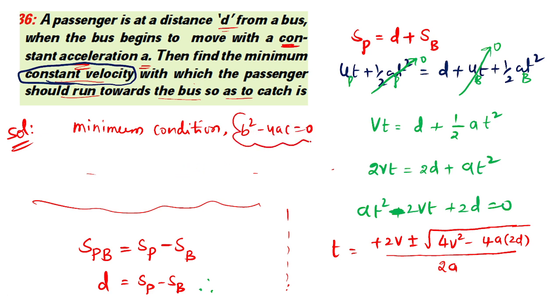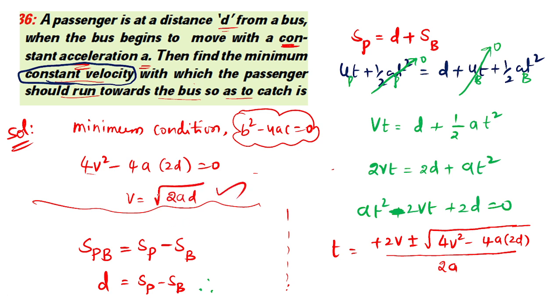Whatever is under this root should be equal to 0. So 4v square minus 4 into a into 2d must be equal to 0. If I take common 4, it will be 0 by 4, 0 only. So v is equal to what? Root of 2ad will be the minimum velocity that person has to acquire to catch the bus.